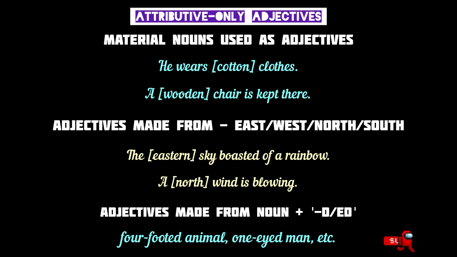Adjectives made from the pattern noun plus ed are also attributive only. We have two examples here. Four-footed with the noun foot plus ed and one-eyed with the noun eye plus d. Such adjectives are attributive only. They always come before the noun they modify. We cannot say this man is one-eyed or this animal is four-footed.